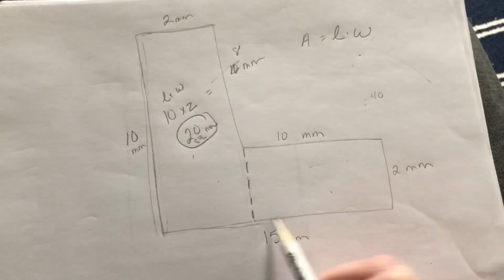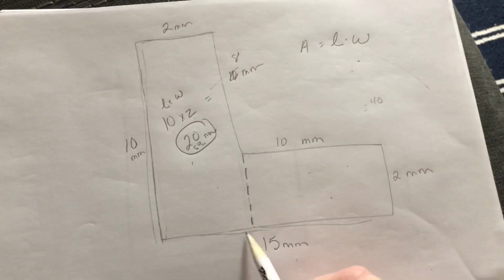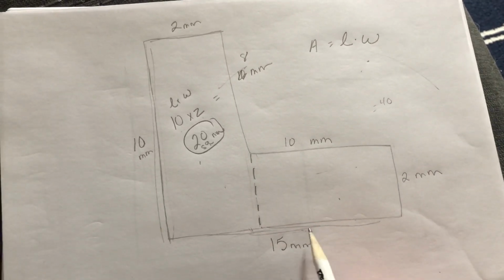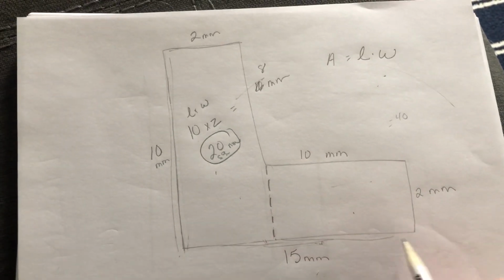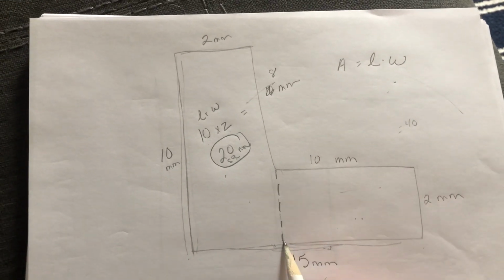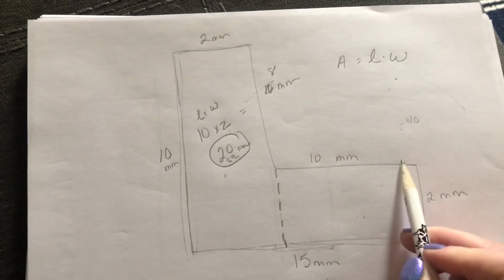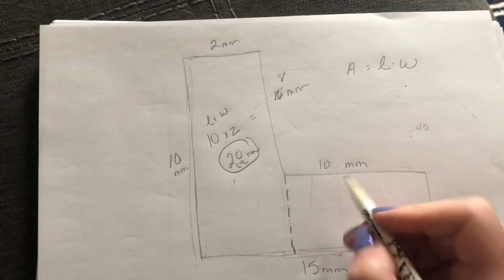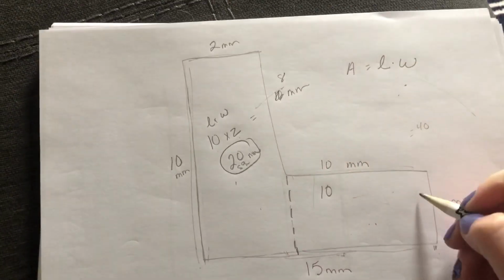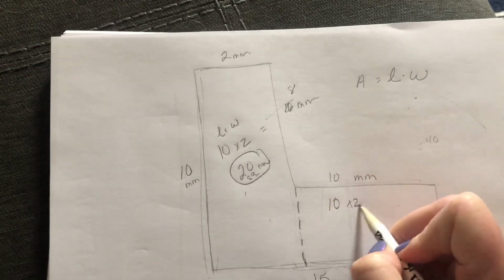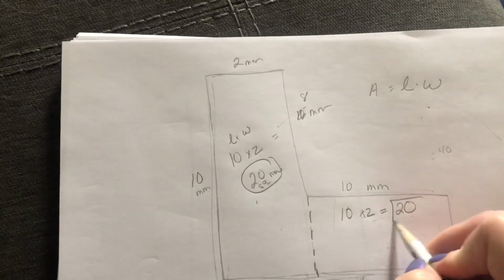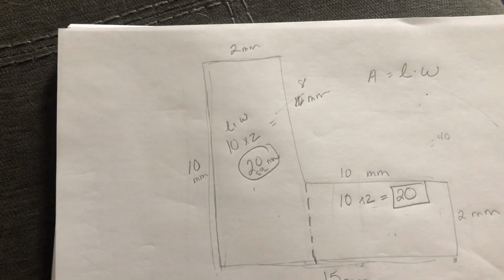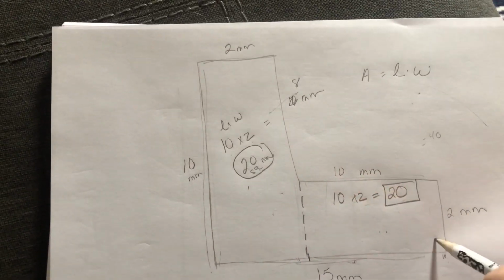So length times width. Now I split this one in half, so 15 really is not my length because 15 is from here to here. But this one we only want from here to here. If I look up here, that is only 10. So I could do 10, and then here's my height, times 2. So that is 20. Okay, so we have 20 and 20 for both of them.